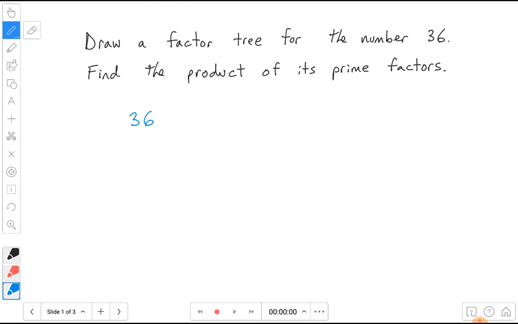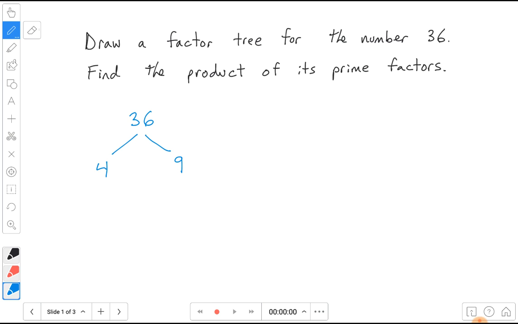So we're going to take two factors of 36 and split 36 up into those two values. We have a choice here because there's a few factors for 36. So let's just pick two. Let's say we're going to multiply 4 by 9 to get 36. So here are two factors of the number 36.